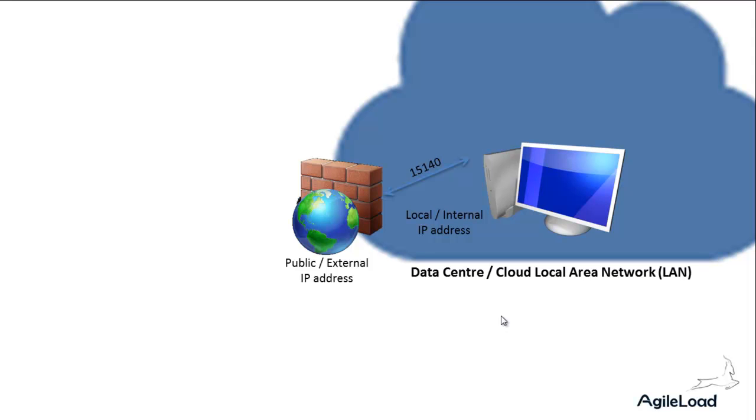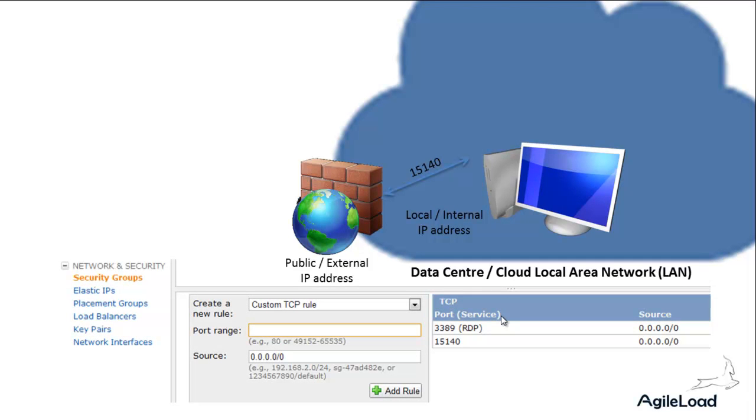We need to make sure that the firewall is configured. So if you've already pre-configured Amazon EC2, then you won't need to do this. This will already be set up as this screen's showing here. If not, then it's in the video about pre-configuring Amazon EC2 for load testing. The other thing we're going to need to do is tell the Agile Load instance about the external IP address. And there's a short clip following this which will explain how to do that.